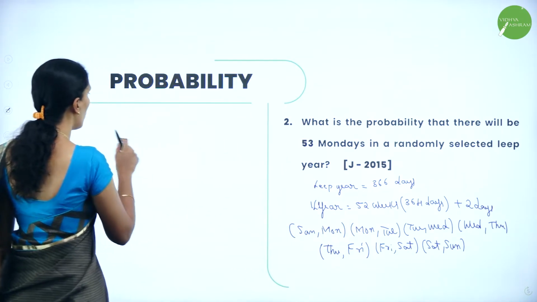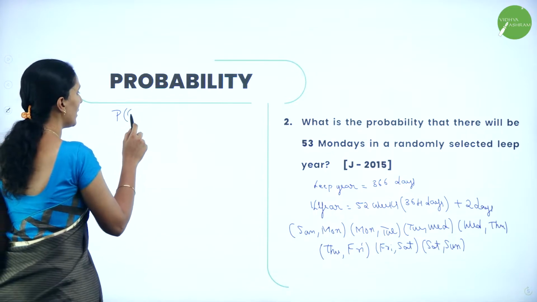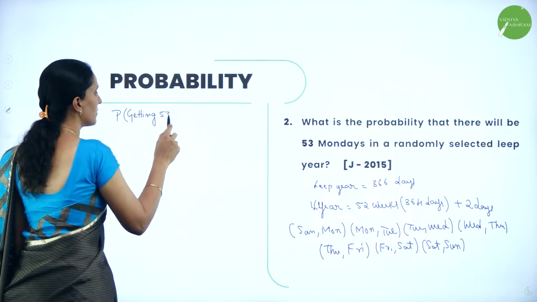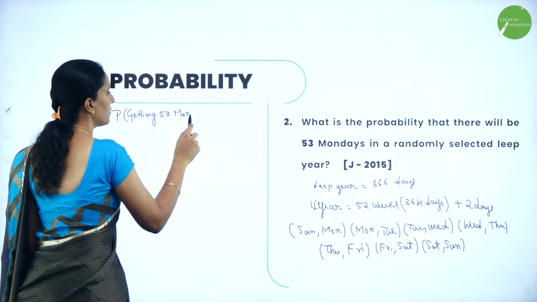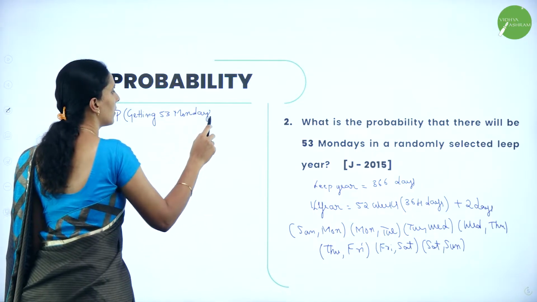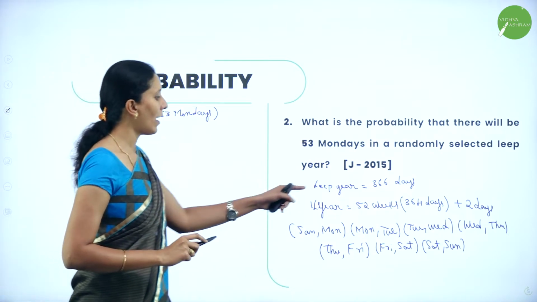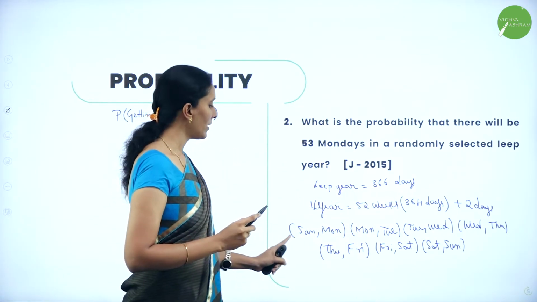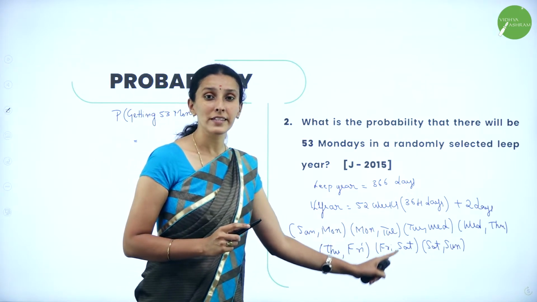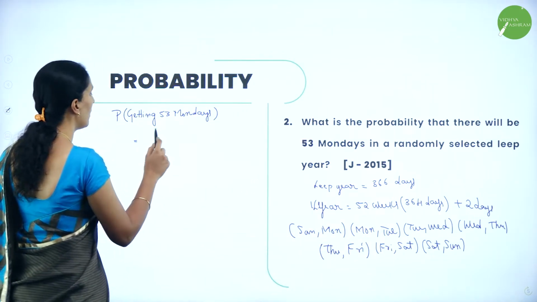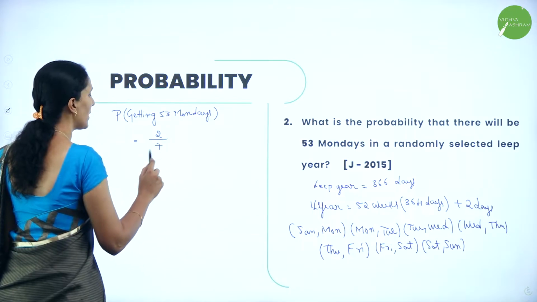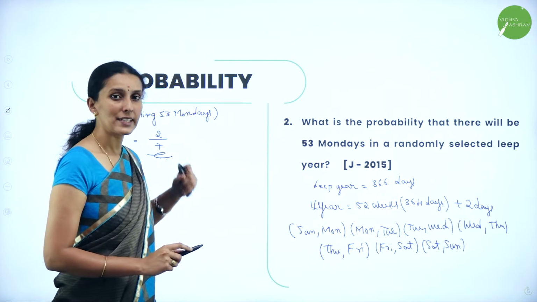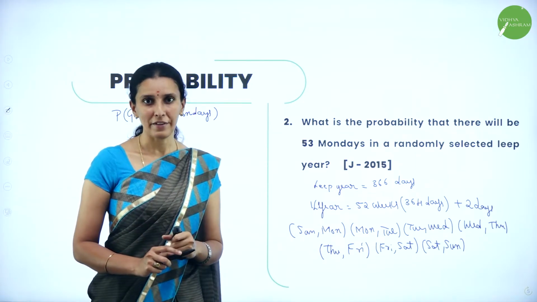So therefore, the probability of getting 53 Mondays: already you have 52 complete weeks, meaning you have 52 Mondays there, but here you have only 2 chances out of 7 cases. So therefore the probability value is 2 by 7. Hence the chance of getting 53 Mondays is 2 over 7.